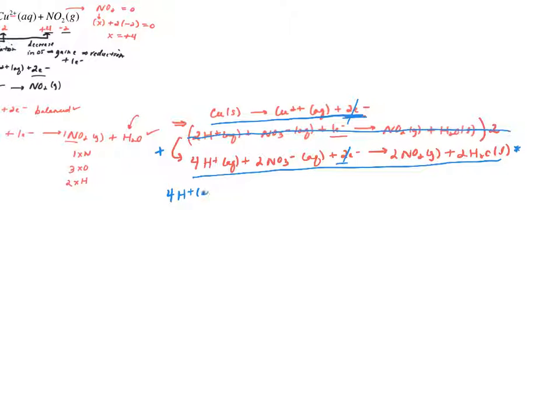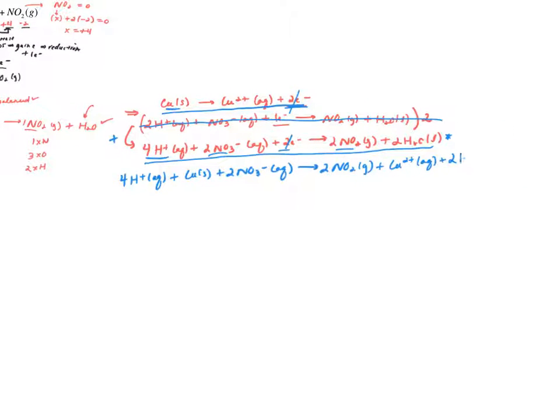4H+, this guy, plus copper solid, this guy, plus 2 NO3-. It's going to go to make 2 NO2 gases plus a copper 2+, 2 H2Os.